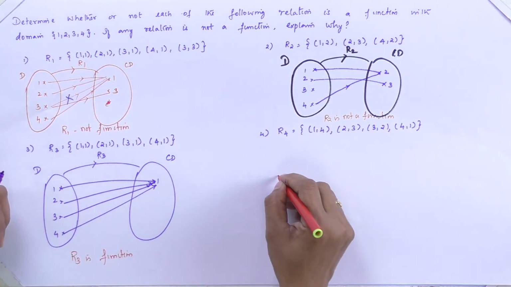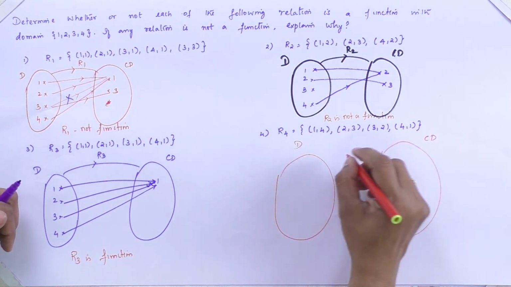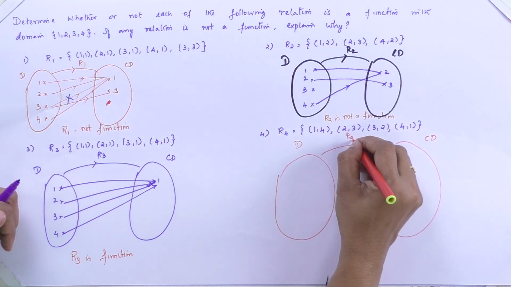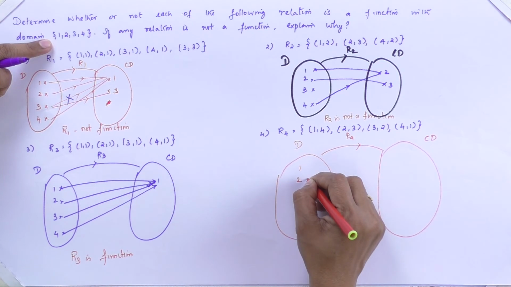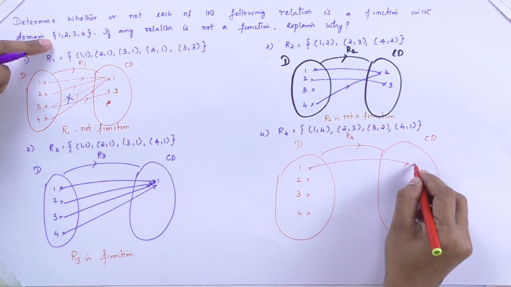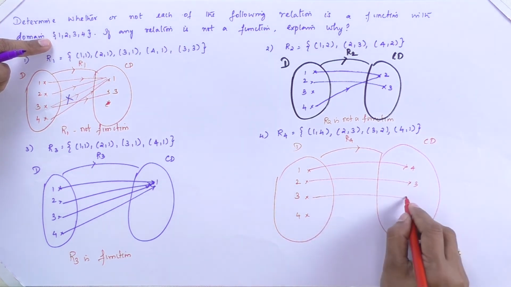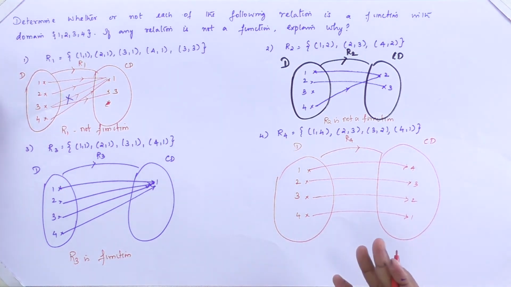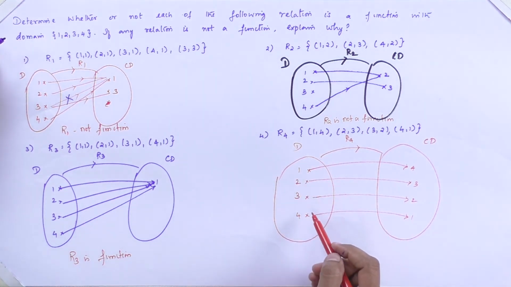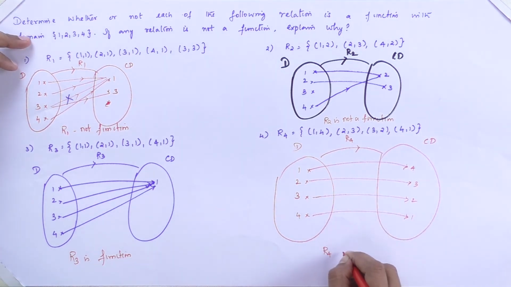And next, see R4. If we see R4 now, we have the domain set, the codomain set, and R4 here. What are the domain elements? Compulsorily one has to write all the domain elements, right? So, 1, 2, 3, 4. 1 is mapped onto 4, 2 is mapped onto 3, 3 is mapped onto 2, 4 is mapped onto 1, right? Is it a function or not? Definitely this is a function. Each and every element of my domain has been uniquely mapped onto my codomain. So, therefore, R4 is a function.